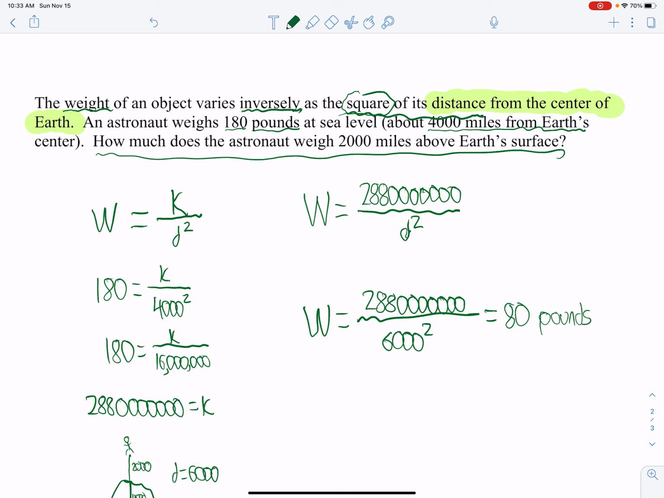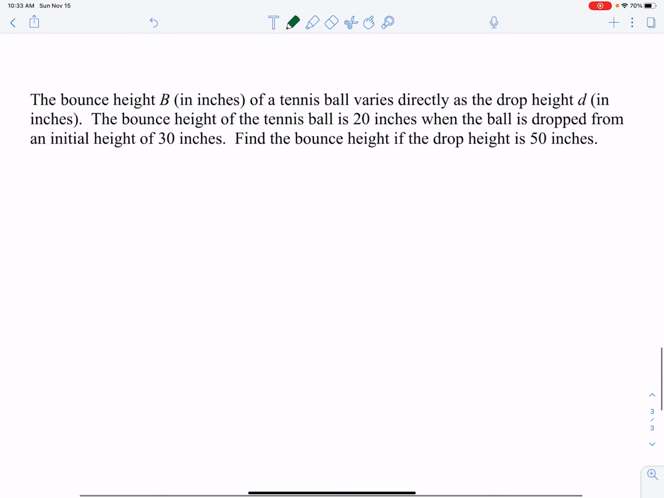Let's try one more example. Here it says, the bounce height of a tennis ball varies directly as the drop height. So, bounce height, capital B, varies directly as the drop height D. Without even reading the rest of the problem, I should be able to set up the basic equation. Varies directly, the directly part is key here. That's what tells us instead of k divided by whatever comes next, it's going to be k times whatever comes next. So our bounce height B varies directly as the drop height D. So there's our basic equation, B equals k times D.